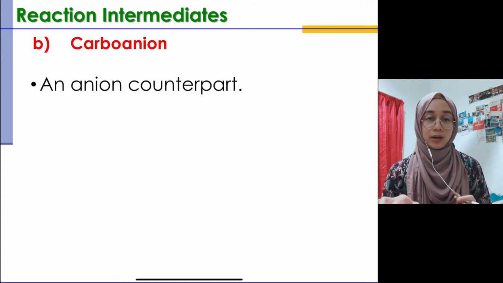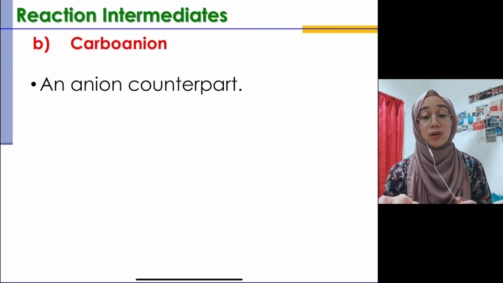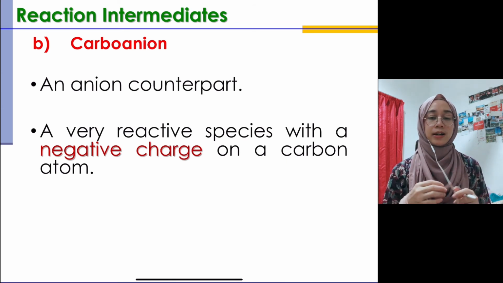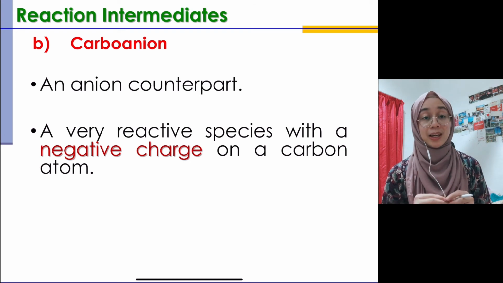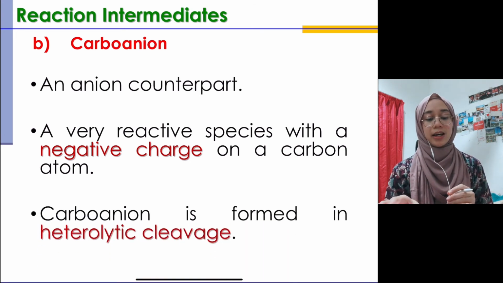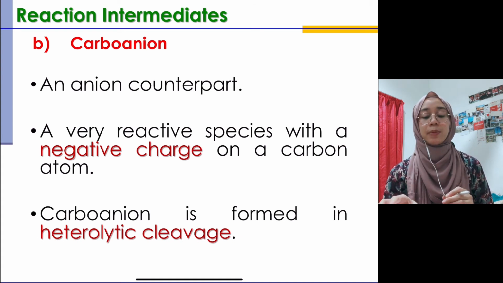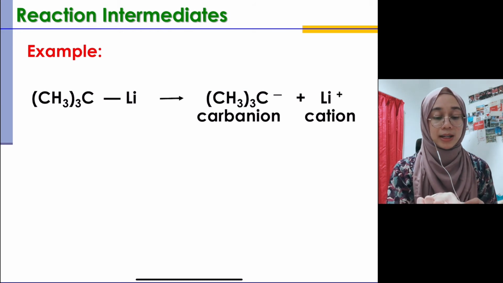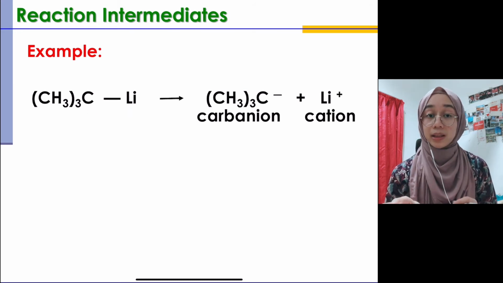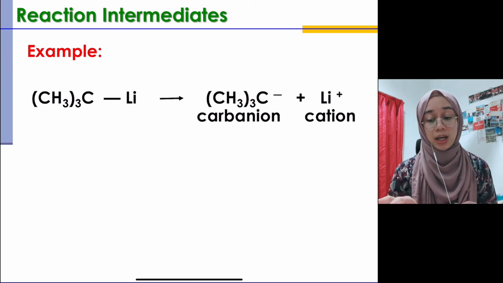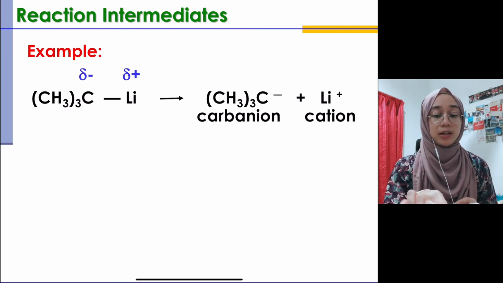Okay, carbon attached dengan something yang more electropositive. Okay, so again, benda yang sama juga, dia adalah very reactive species, tapi in this case dekat carbon kita dia ada negative charge. Okay, and ini pun adalah hasil daripada heterolytic cleavage juga. So as you can see here, carbon dekat sini dia attach dengan lithium. Lithium is a metal class. Metal is always more electropositive. Okay, so dia jadi partially positive kat sini.